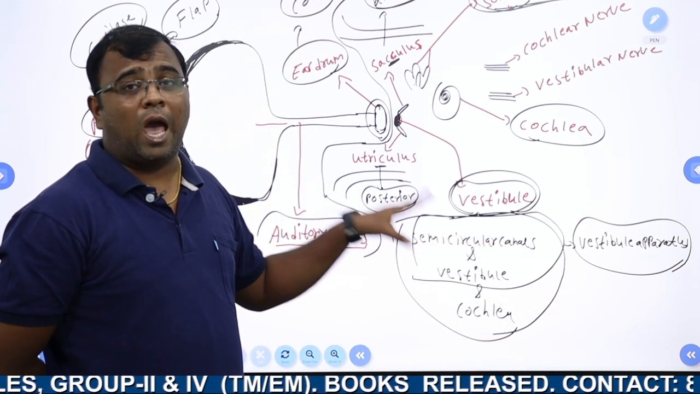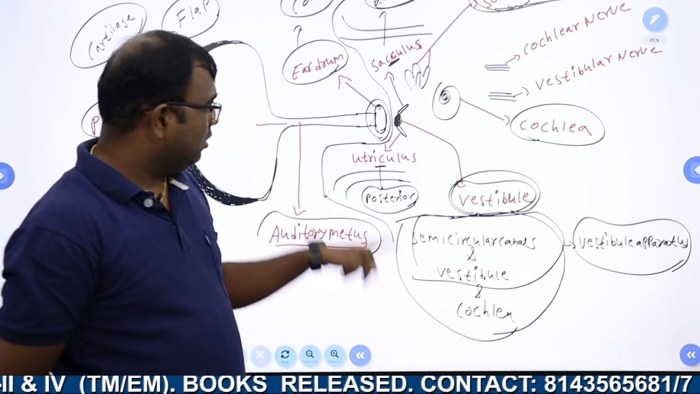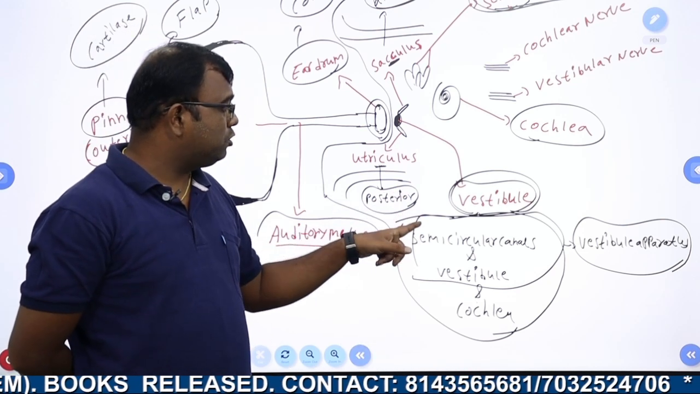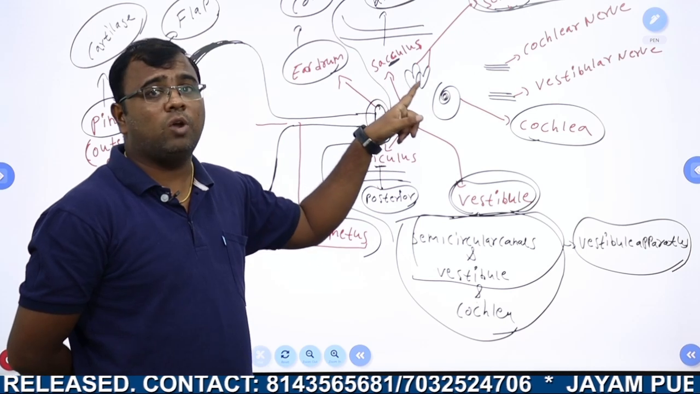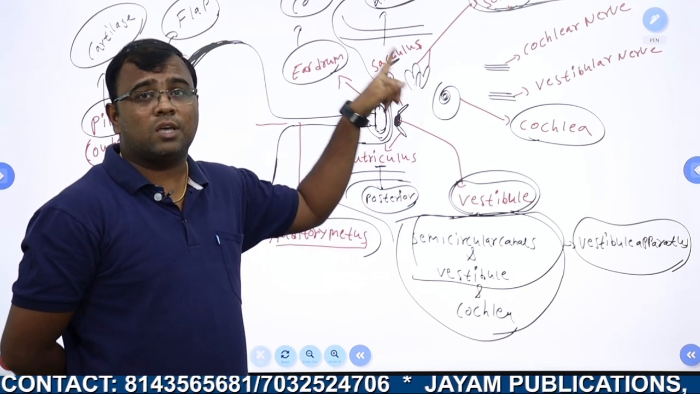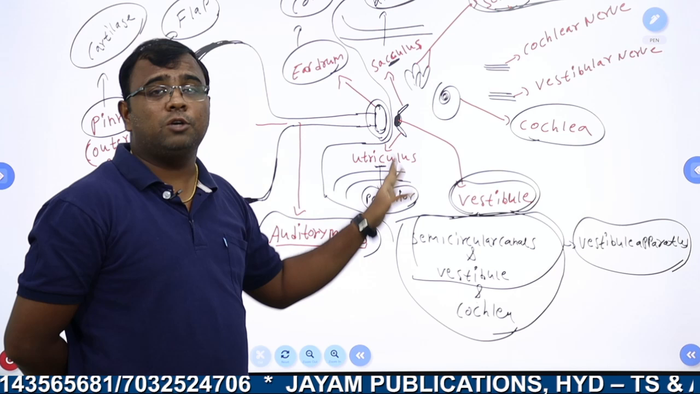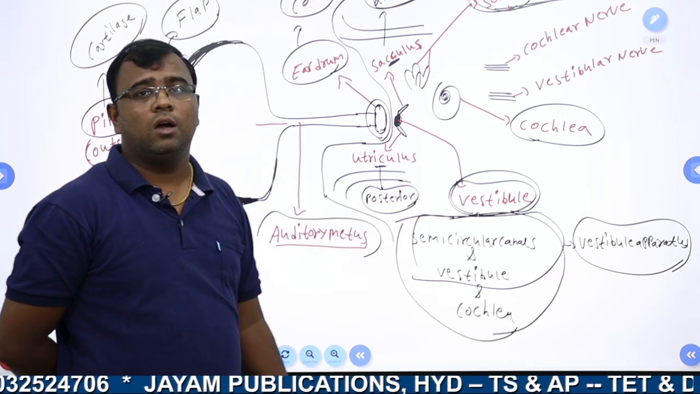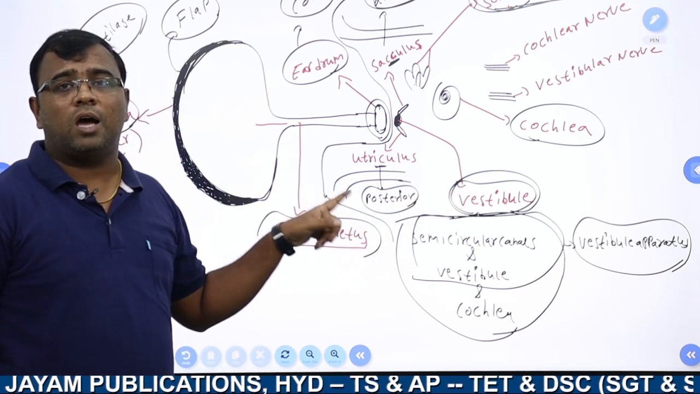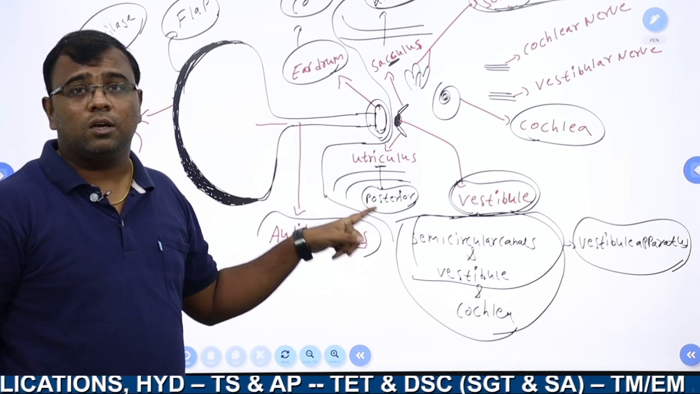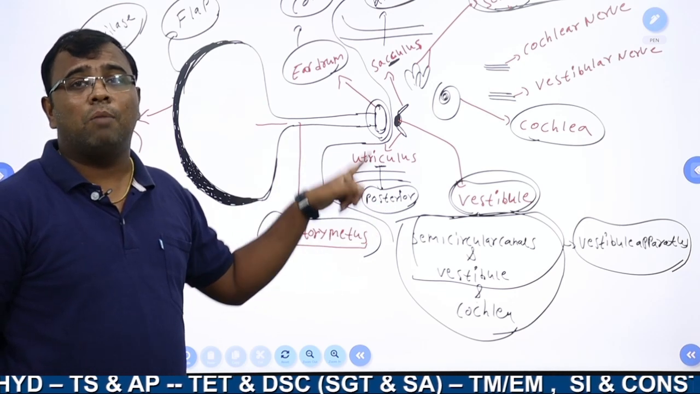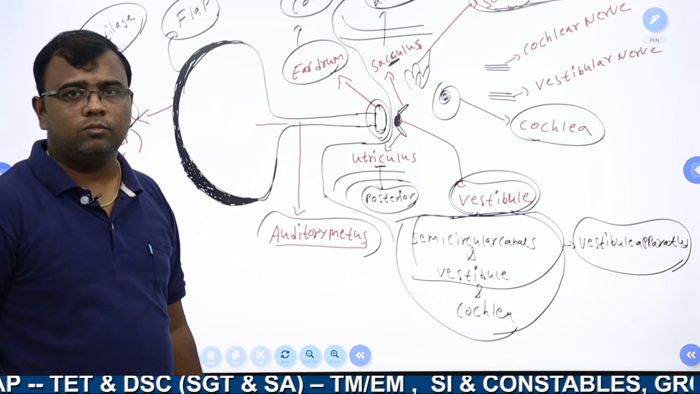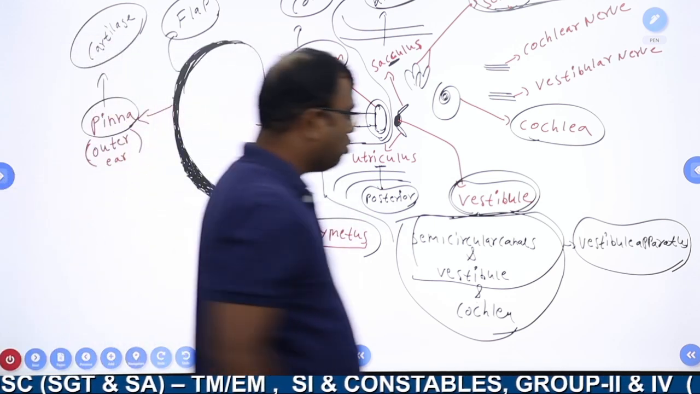The vestibular apparatus is formed by the vestibule and the semicircular canals together. The main function of the vestibular apparatus is to maintain the body equilibrium. And the next part is the cochlea.